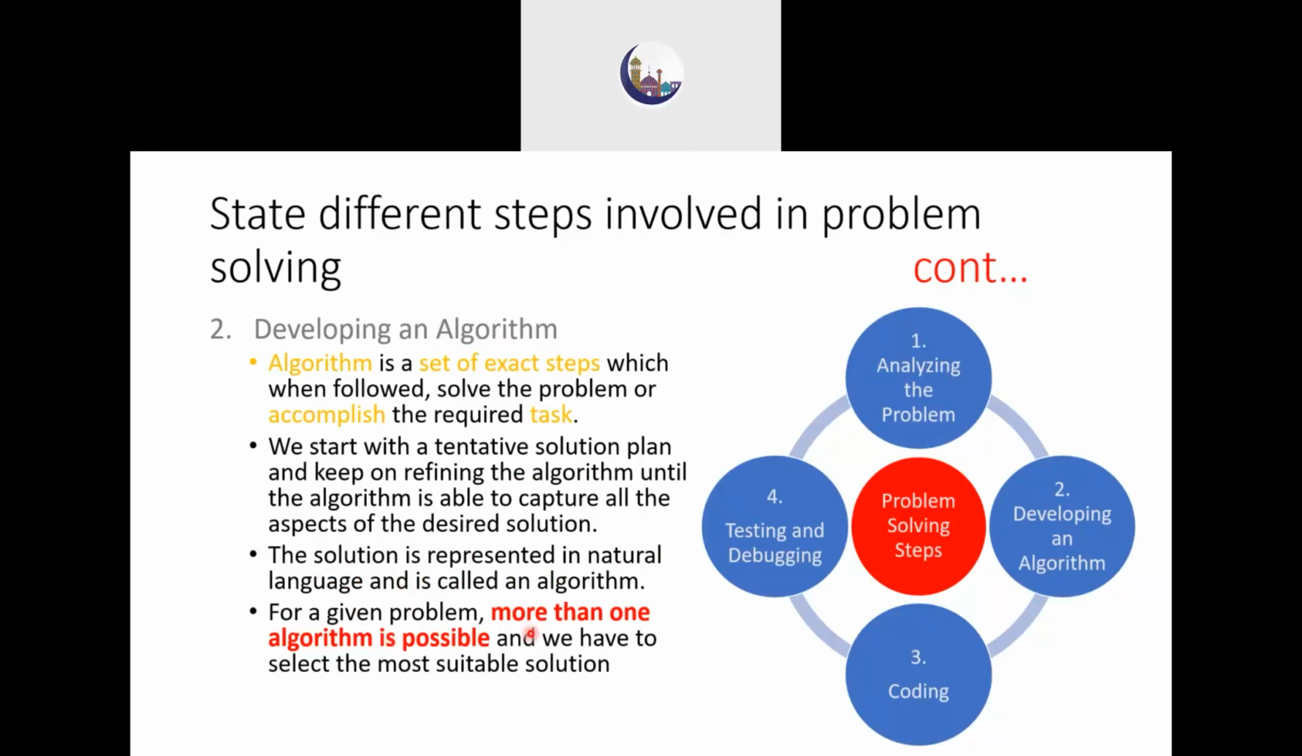And for any given problem, there can be multiple ways of solving it. For example, if I ask you to add 10 plus 20, you can first write 10 above, then 20 below 10, and then add 10, 20, and write the result as 30. Instead of that, if I want, I can also write 20 above and then below it 10 and then write the summation as 30. The result is the same, but there are multiple ways of doing it. So there may be more than one algorithm possible for a given problem.